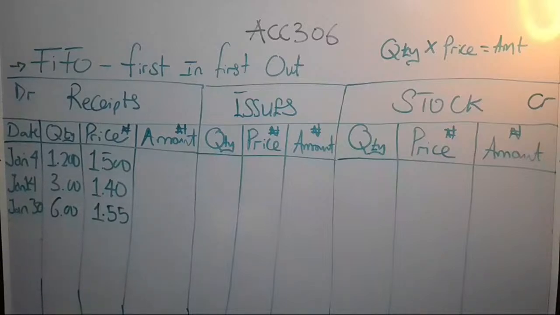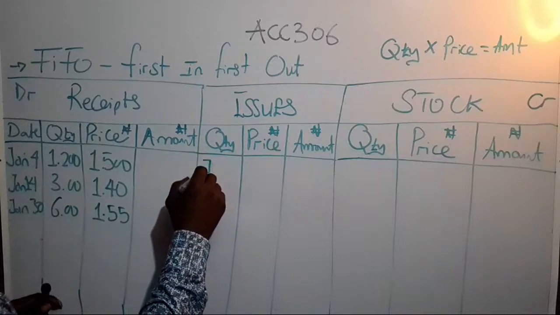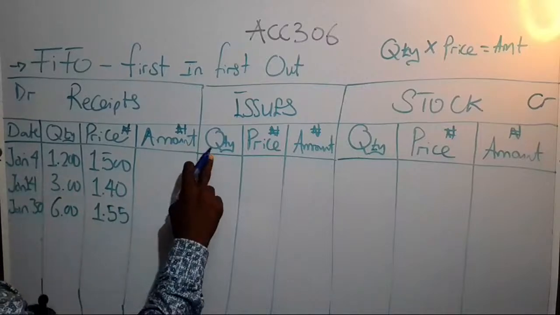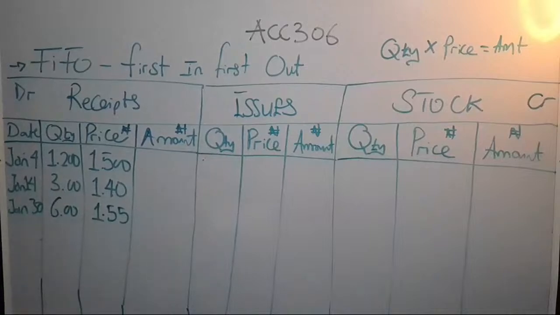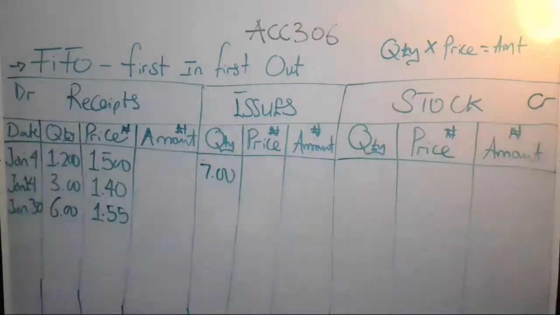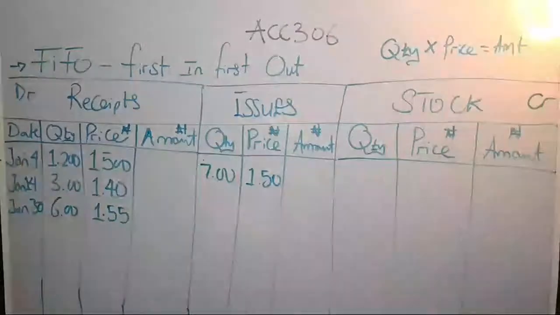We have issues. Okay. We have quantity at 7 points. All right. Same January. All right. Same January. We have issues under 8. We have 7.0. All right. At what price? 1.5. All right. So let's know what the answer is.